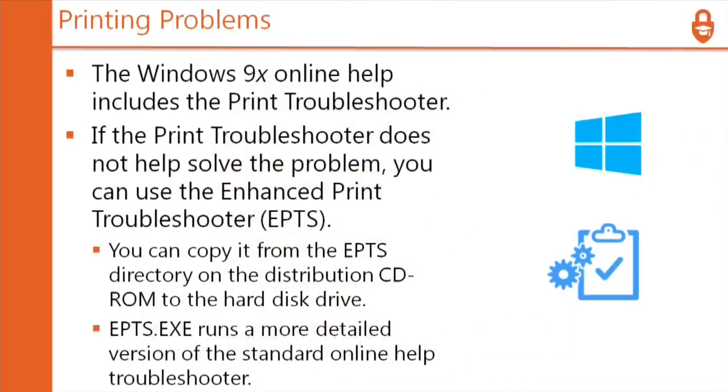Printing problems. The Windows 9X online help includes the printer troubleshooter. If the print troubleshooter does not help solve the problem, you can use the enhanced print troubleshooter, EPTS. Again, not very useful. You can copy it from the EPTS directory on the distribution CD to the hard drive. EPTS.exe runs a more detailed version of a standard online help troubleshooter.